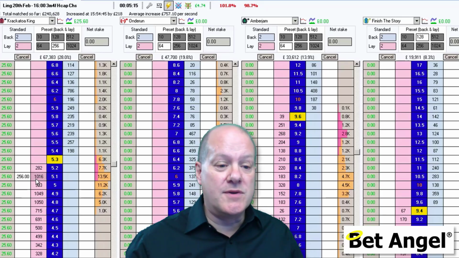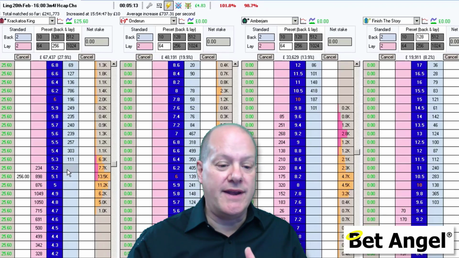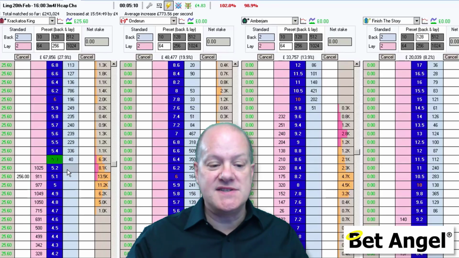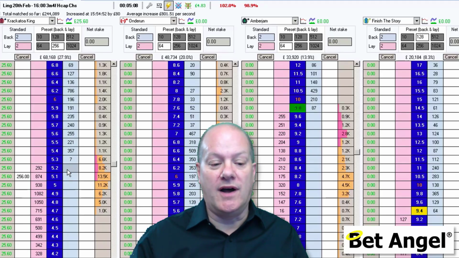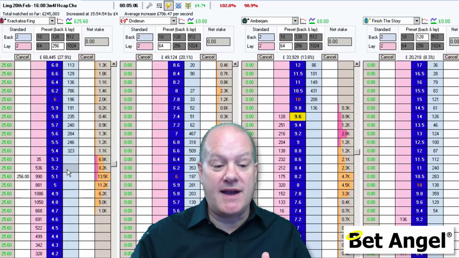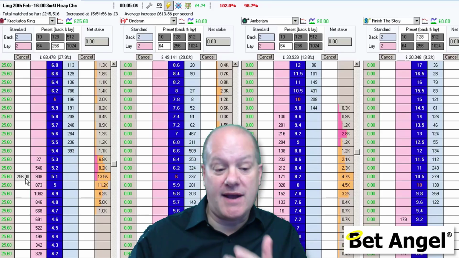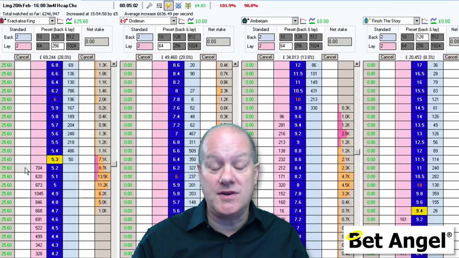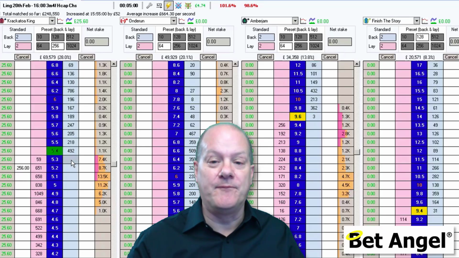So if we look at what's going on within this market, you can see I've done a trade already. But you can see we've got some money sat at 5.1, where we've got £256 sat there, and there's £900, or nearly 1,000 on order. You can just see I've just moved that position there.